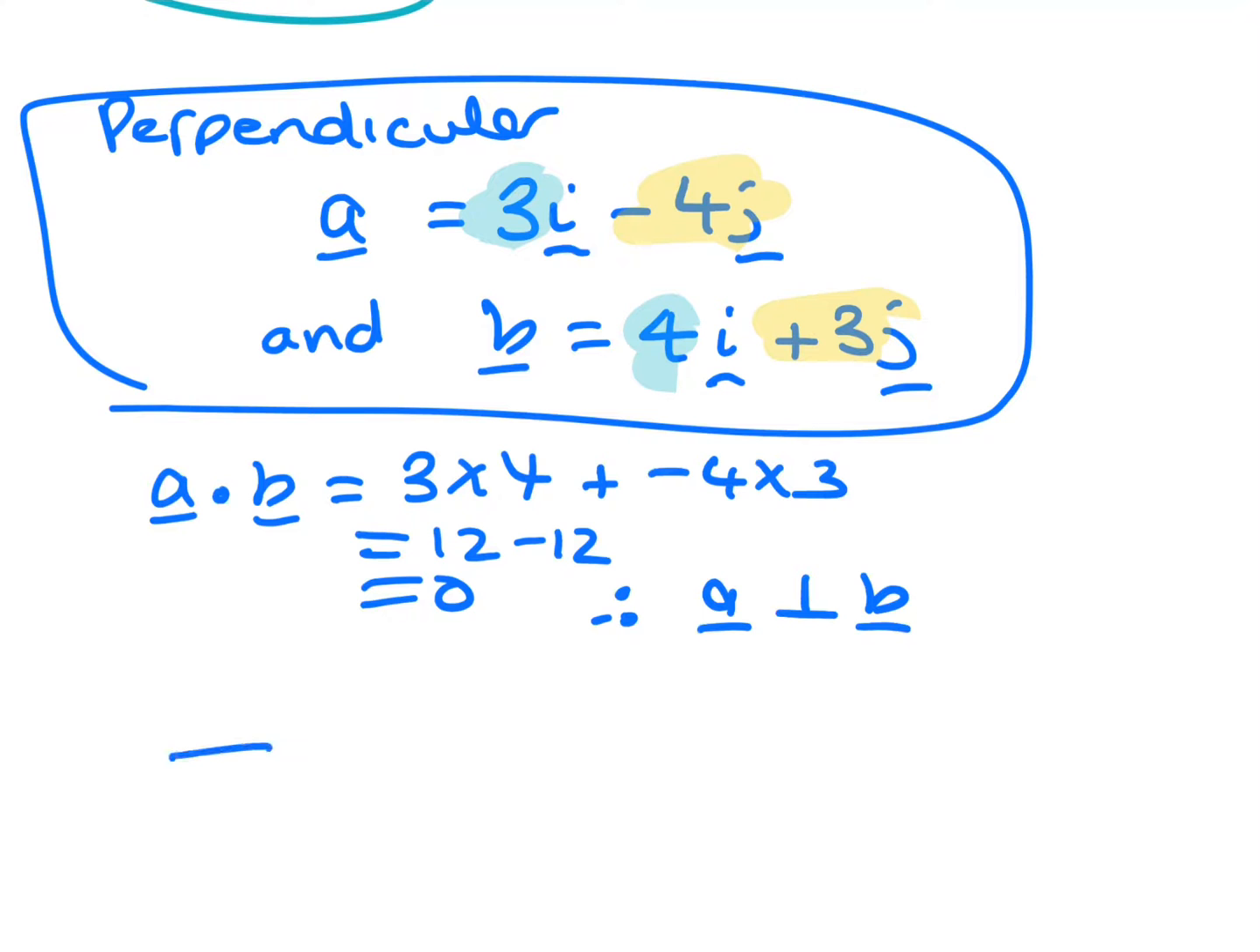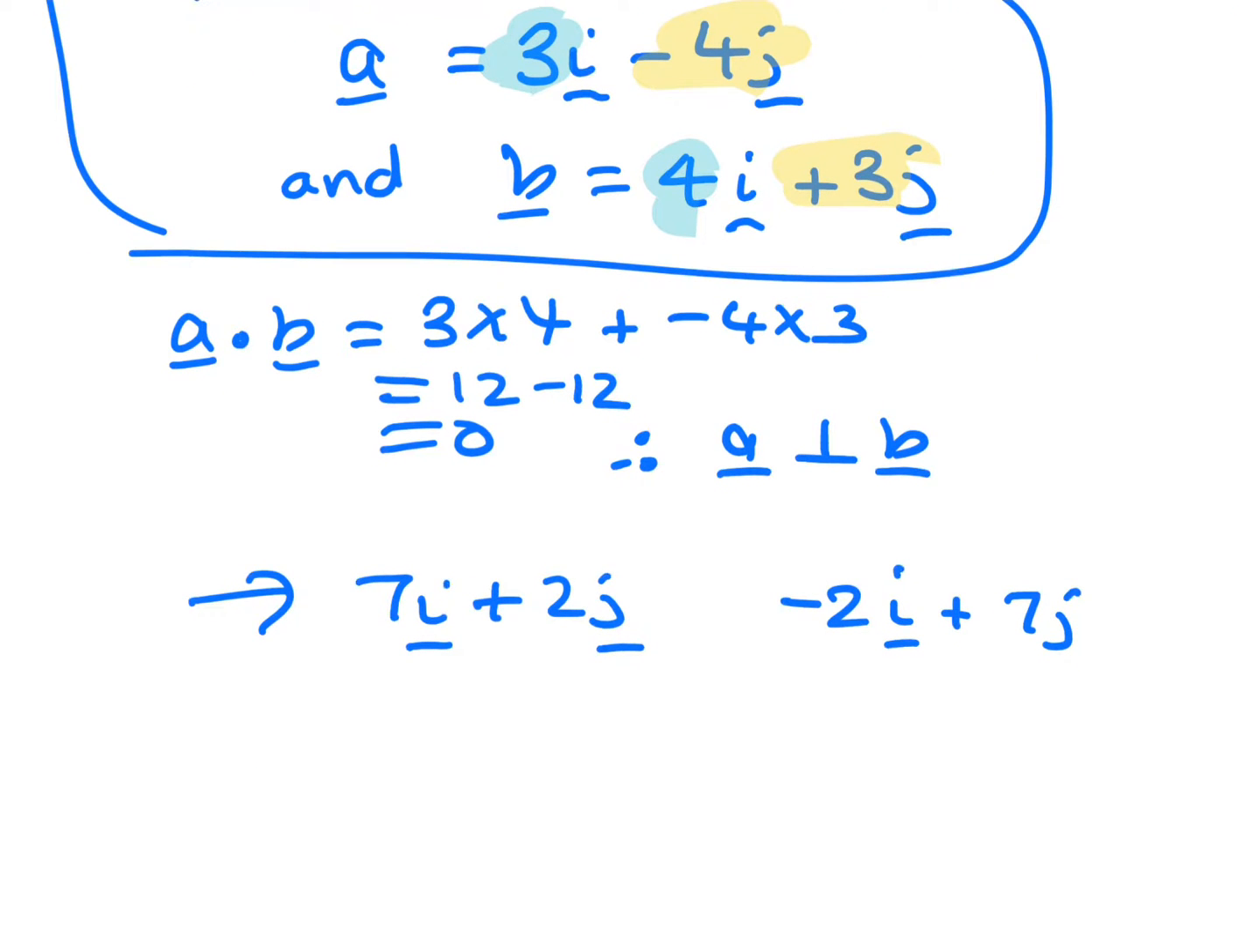If you had to actually just pick one that was perpendicular, say to 7i plus 2j, then I'd swap them, but you need to change one sign, whether it's the one out the front or the one just there. Because when you do that, see now 7 times minus 2 plus 2 times 7, 14 minus 14, which equals 0.